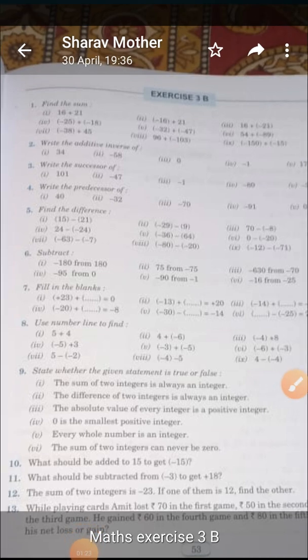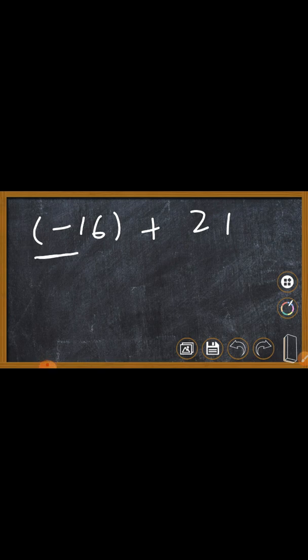Minus 16 plus 21. Okay, so let's do this. Minus 16 plus 21. Here you can see different signs. Here you have a minus sign and here you have a plus sign. Different signs means what? Subtraction. What is 21 minus 16? 21 minus 16 is 5.